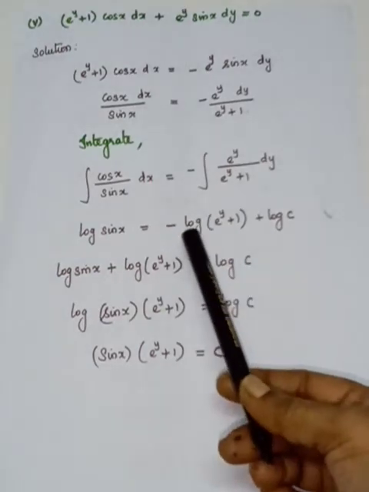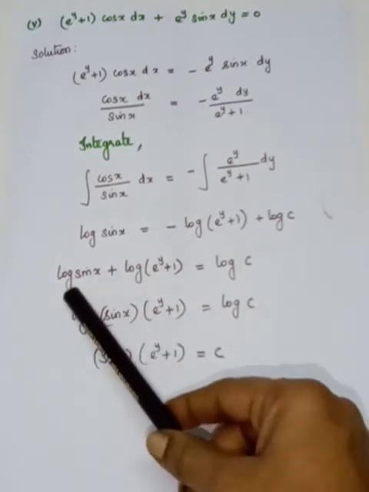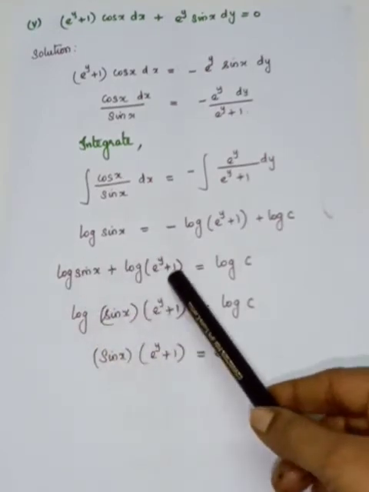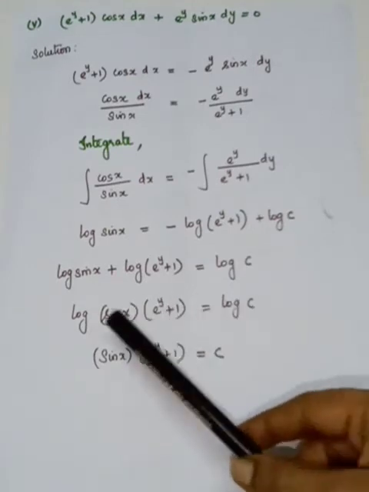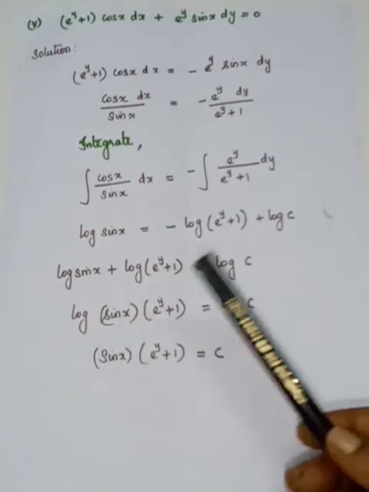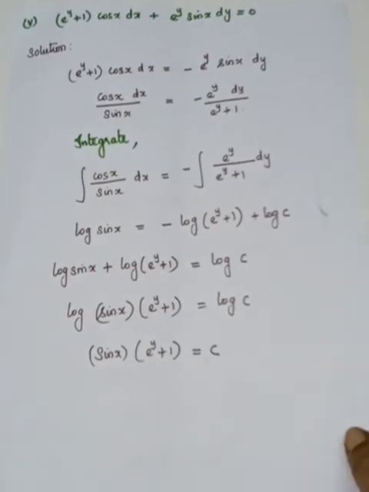So here bring this minus term to the other side as plus. So it is in the form of what? Log a plus log b. So it is log of a into b, that is equal to log c. So the log gets cancelled. So your answer is sin x into e power y plus 1 is equal to c.